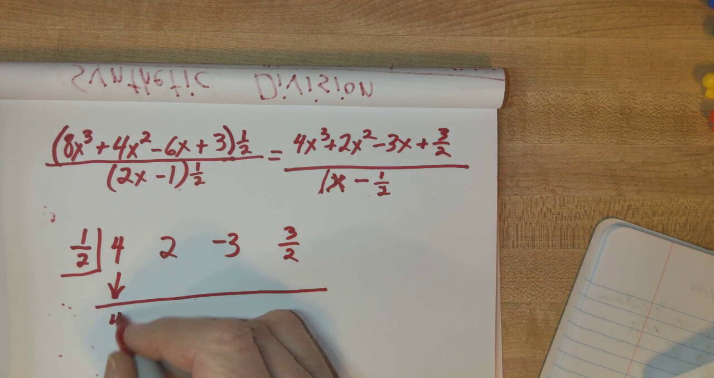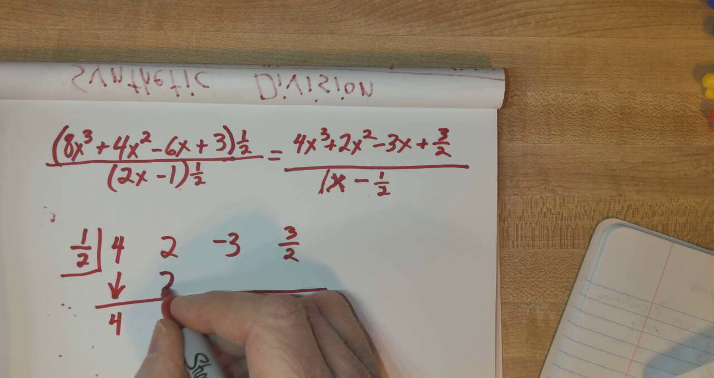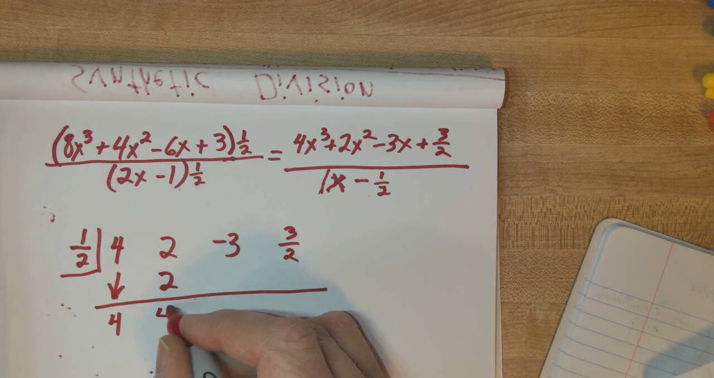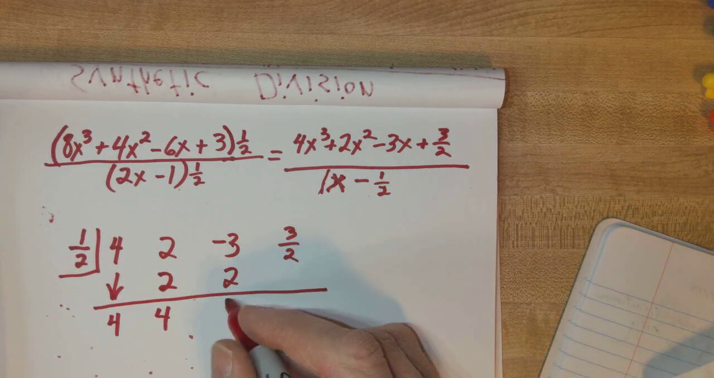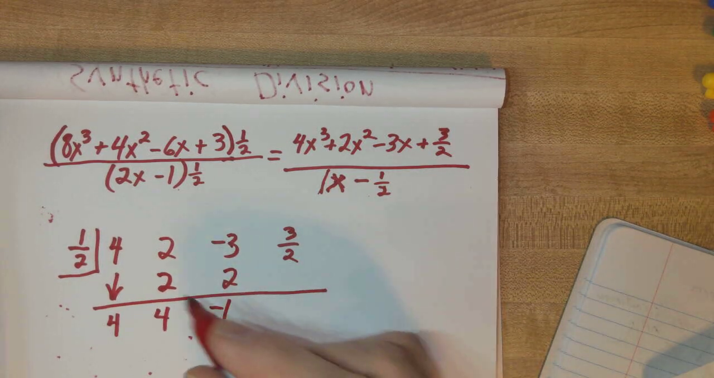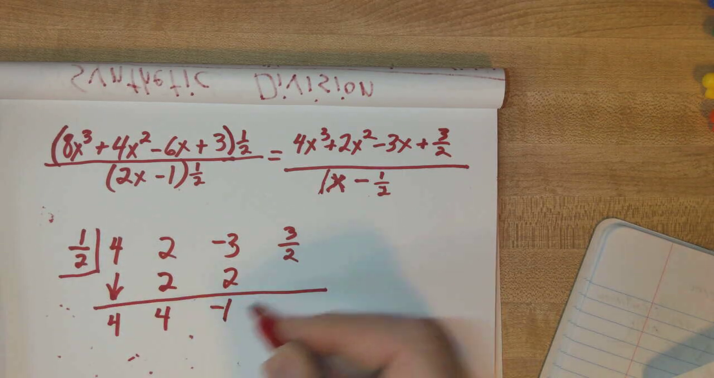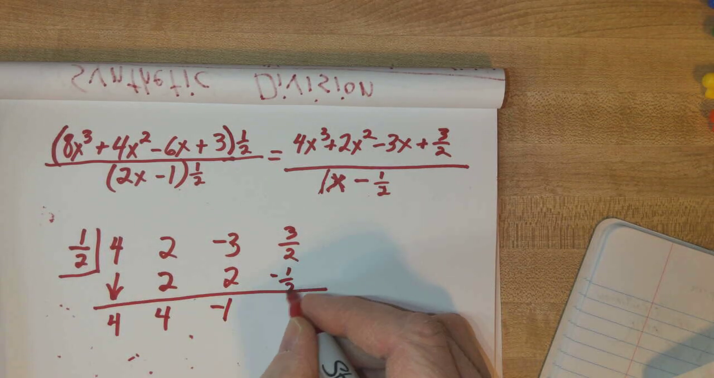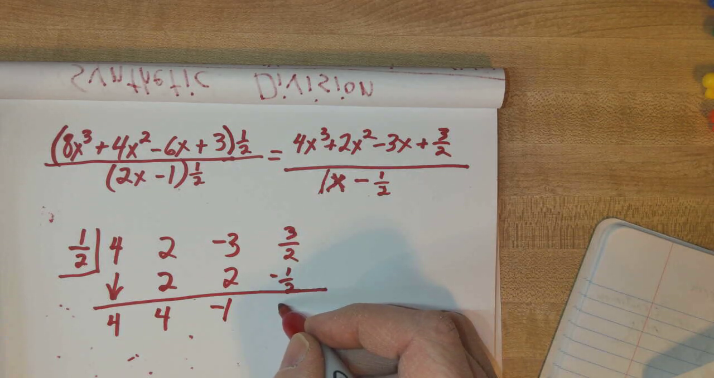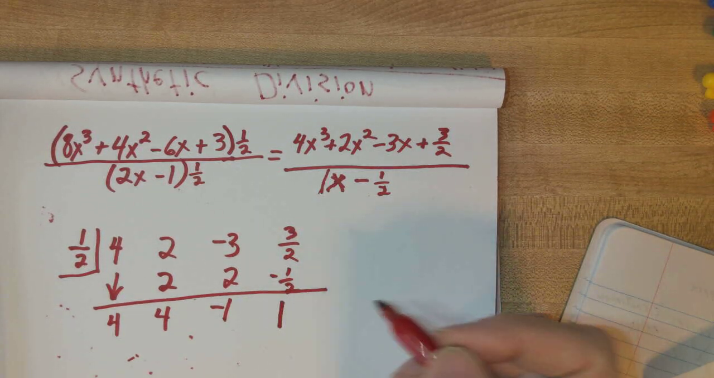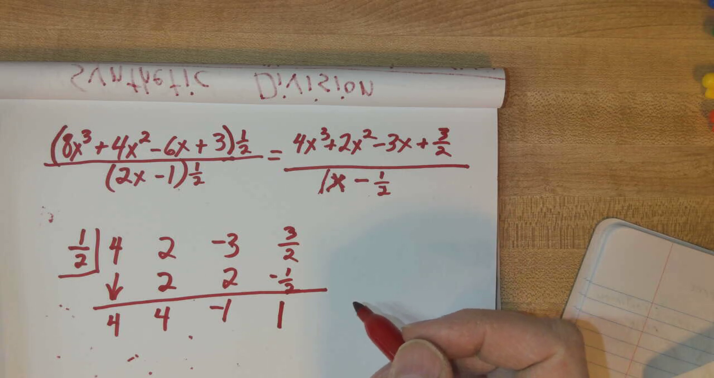I'll bring down the 4. Half of 4 times 4 is 2. 2 plus 2 is 4. Half of 4 is 2. Negative 3 plus 2 is negative 1. Half of negative 1 is negative 1/2. 3/2 minus 1/2 is 2/2, which is 1. Alright, this has a nice answer.